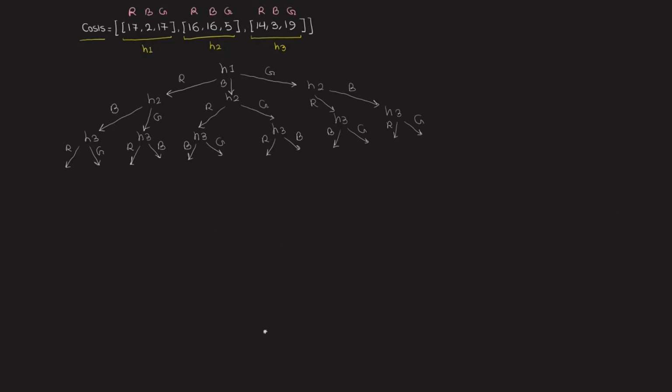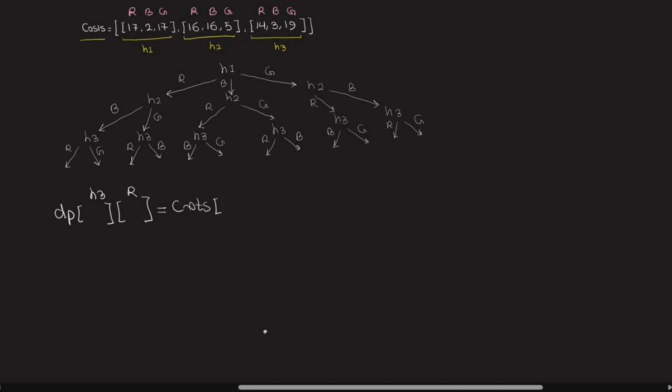Let's see if we can solve this problem using a bottom-up approach. For doing that, we are going to find the formula. So let's start with the last house. We could say the DP of the last house, H3, for the color R is the cost at H3 color R. So we know the value. So that is house 3, color R, which is 14.